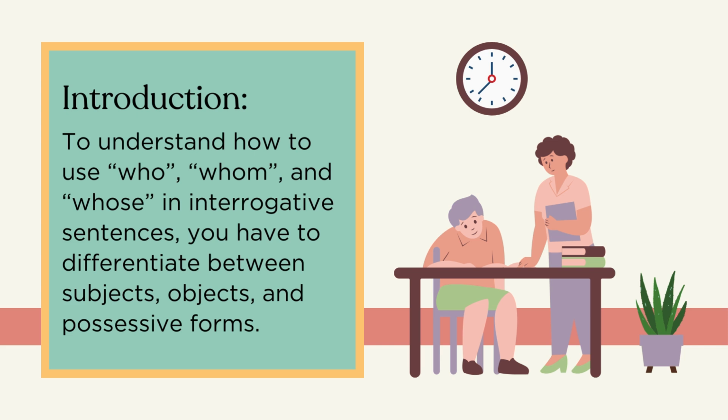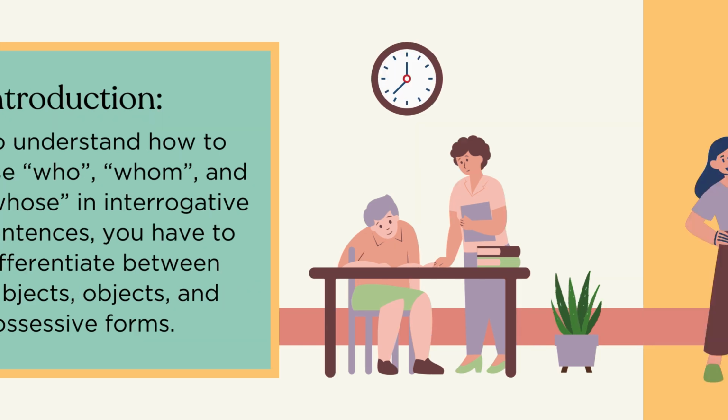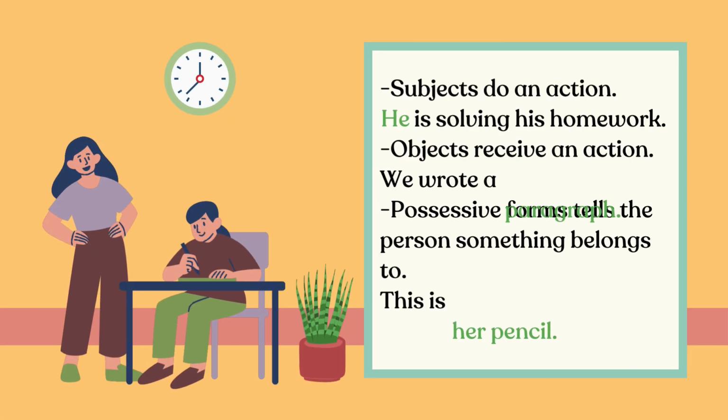First, to understand how to use who, whom, and whose in interrogative sentences, you have to differentiate between subjects, objects, and possessive forms. Let's remember together. Subjects do an action, as in, he is solving his homework. He is a subject doing an action.